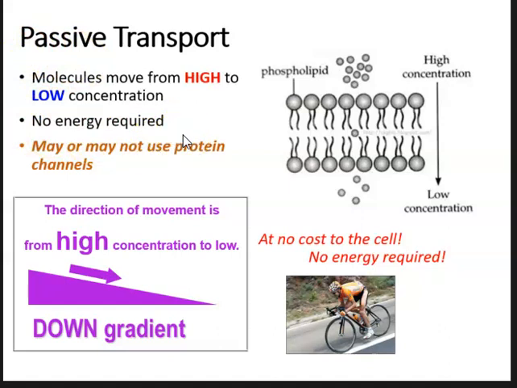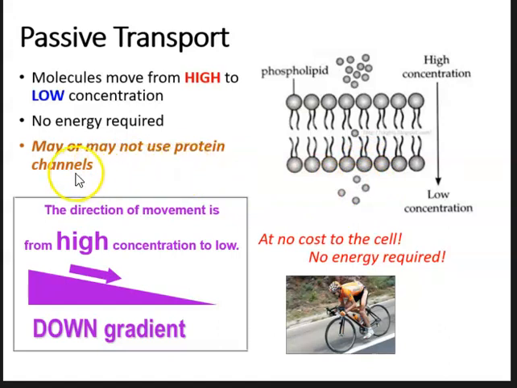Usually the energy that is used for active transport is ATP, but ATP is not required in order for this passive transport to occur. Passive transport may or may not use protein channels. So again, protein channels can be embedded within the phospholipid bilayer of the plasma membrane to help the movement of the molecules from areas of high concentration to areas of low concentration. But again, no energy is required.